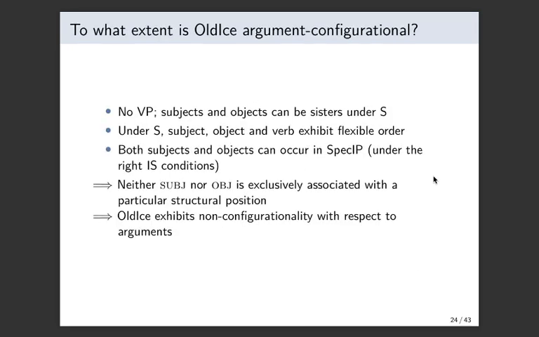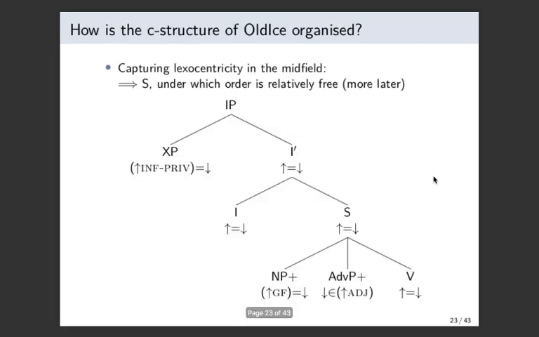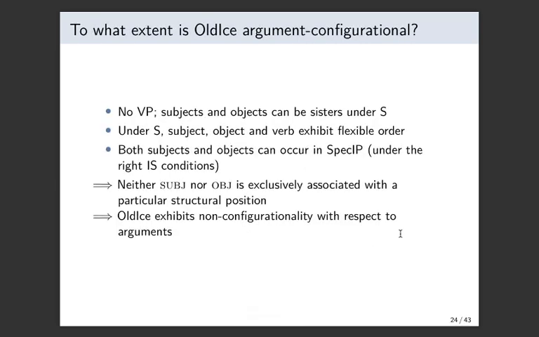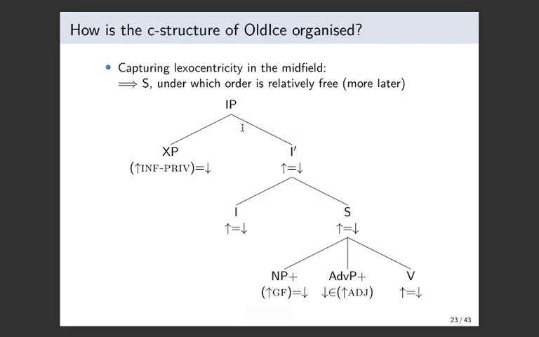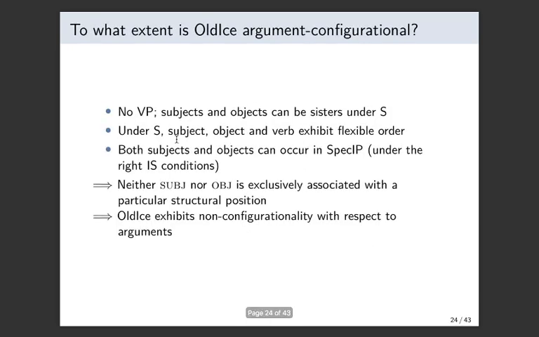Okay, so now we've sorted out C-structure organization, we can think about to what extent Old Icelandic is argument configurational. Now, as I've shown, there's a lot of evidence for there being no VP. So subjects and objects can be sisters under this S. And under this S, the subject, object and verb do indeed exhibit some flexibility in terms of order. Moreover, both subjects and objects can occur in spec IP, up here, provided they're under the right information structural conditions. And we'll come back to that shortly.